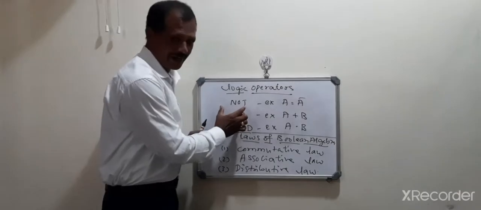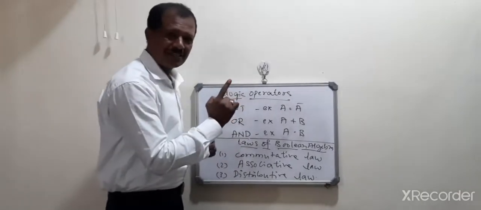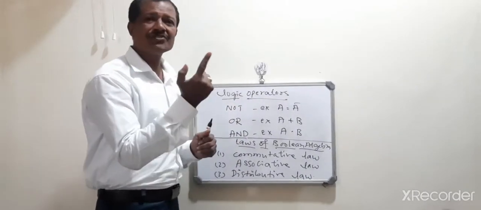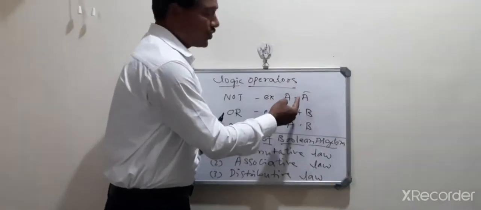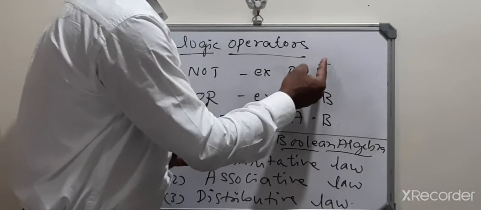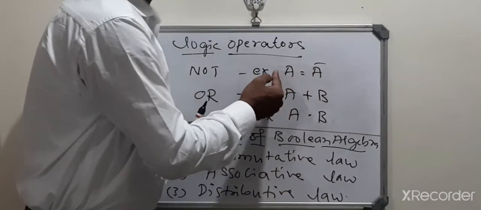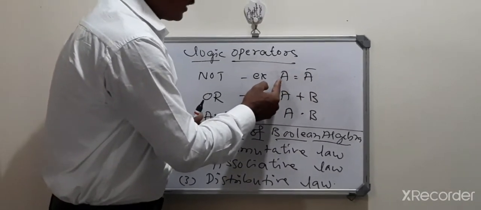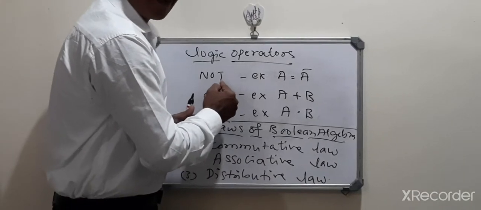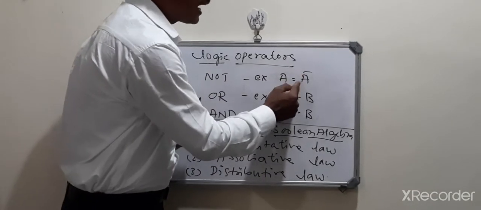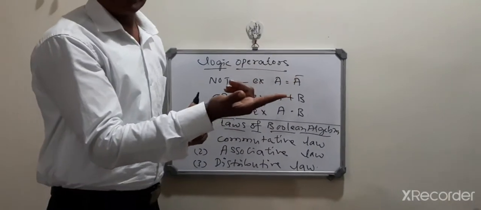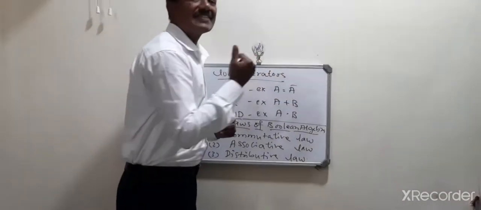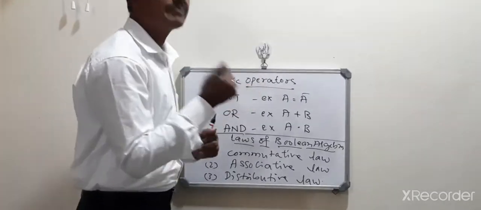So here, what is NOT operator? The NOT operator is the opposite of the particular variable. So here I have complement, A bar or A naught. If you take an example A, and you make its complement, that is A bar or A naught. So if A is 0, A naught means 1. If A is 1, A naught is 0. So here it is the inversion of the particular variable.